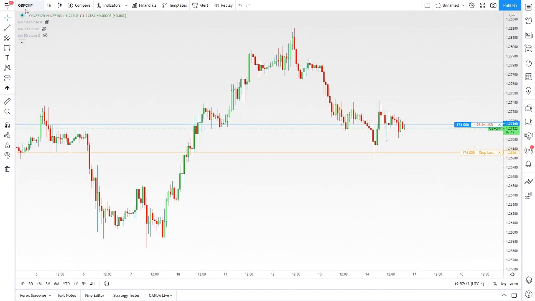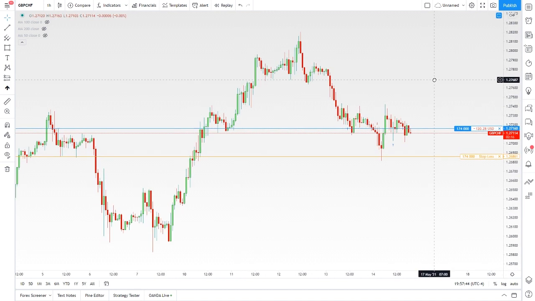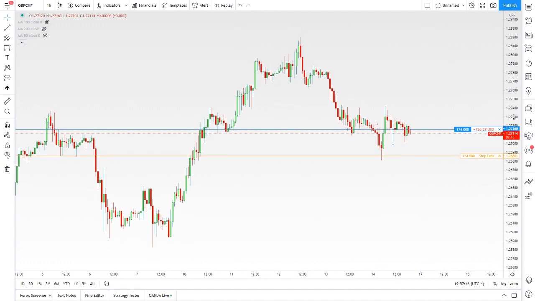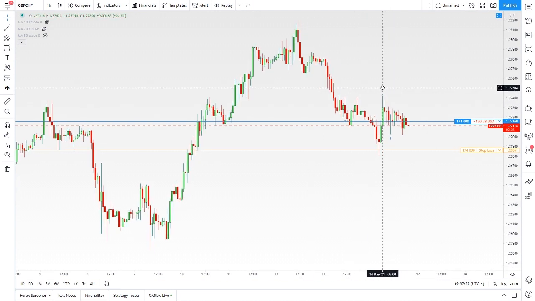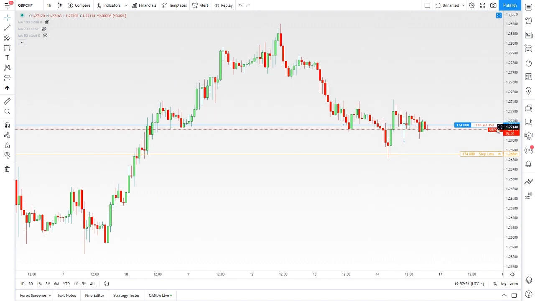Now, I am taking a look today at GBP CHF. I have a long bias on this currency cross, and I am currently long. Now, let me catch you guys up to speed. I'm going to talk to you guys about the entry, the exits, and where we are going from here. So let me just show you something real quick.